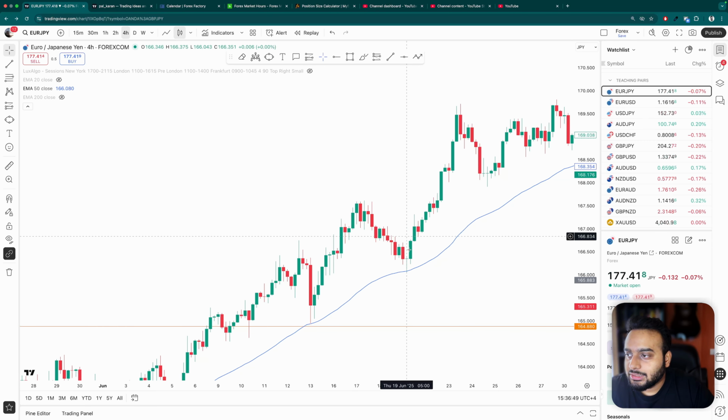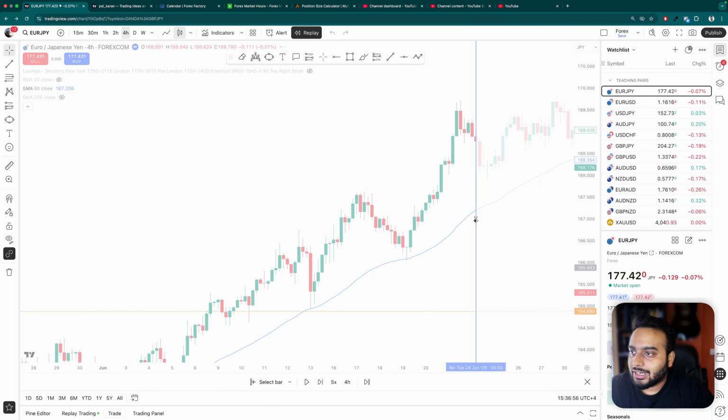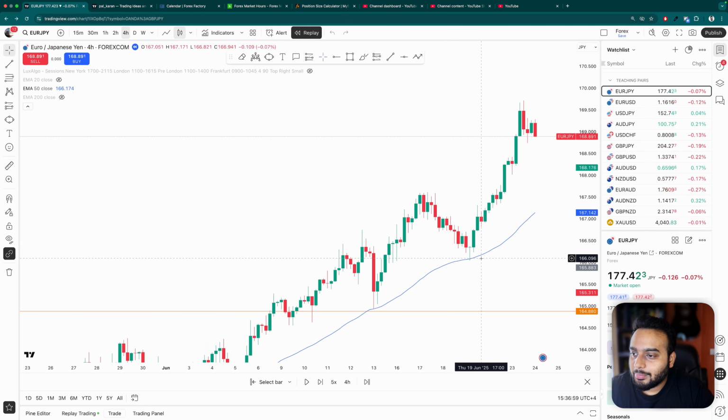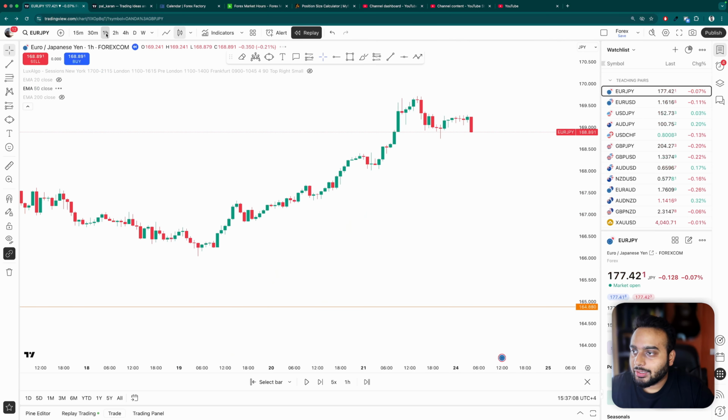Now, imagine your trade is right here. Let's replay. Start new. Let's cut the price action right here. Now, this has happened in a very recent time. This was June 25. So imagine a lot of you could have taken this trade. Now, let's shift to 1 hour time frame again.